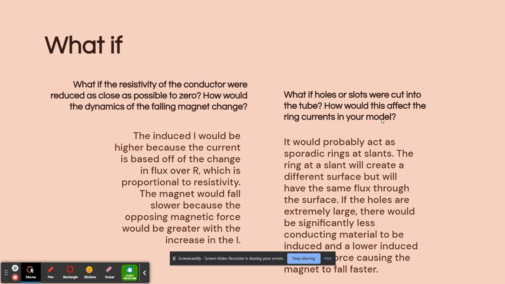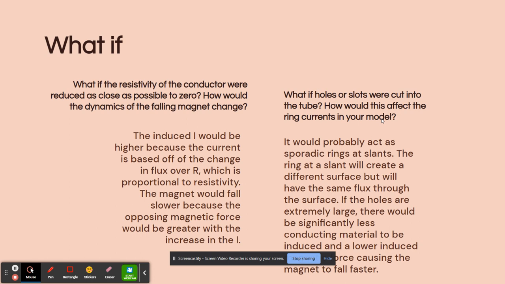So the what-if questions. What if the resistivity was close to 0? The induced current would be higher because the current is based off the charge and flux over R, which is proportional to resistivity. The magnet would fall slower because the opposing magnetic force would be greater with the increase in the current.